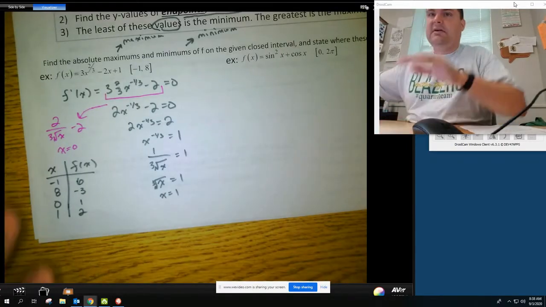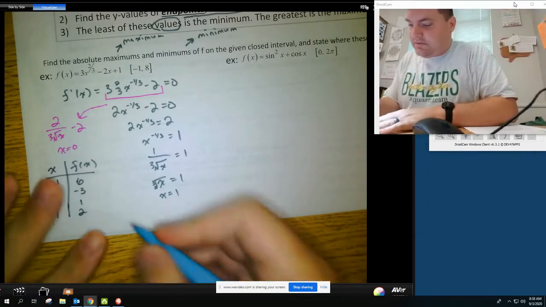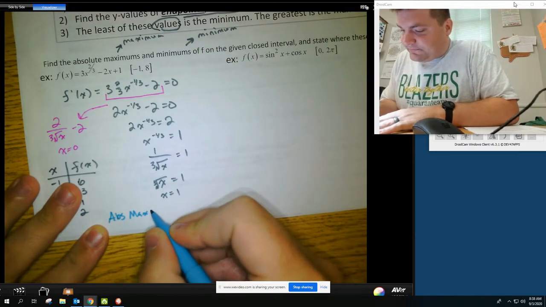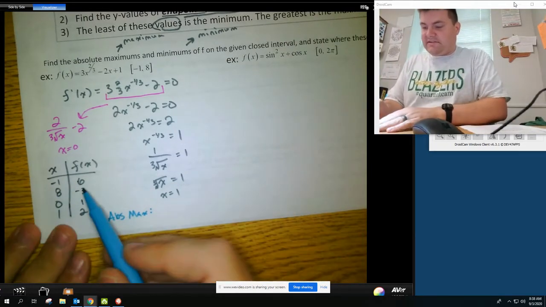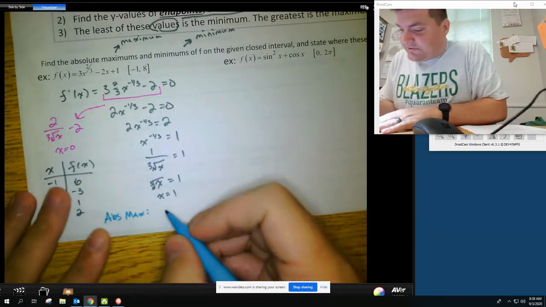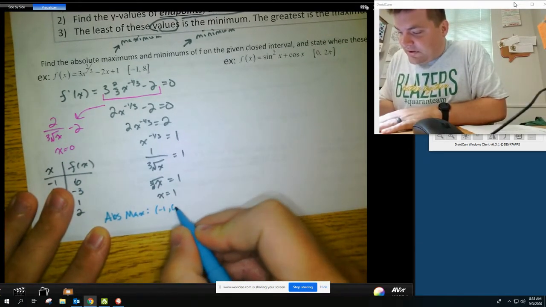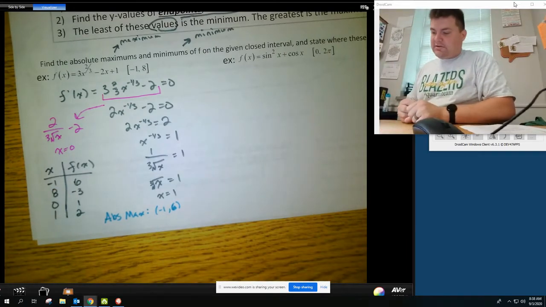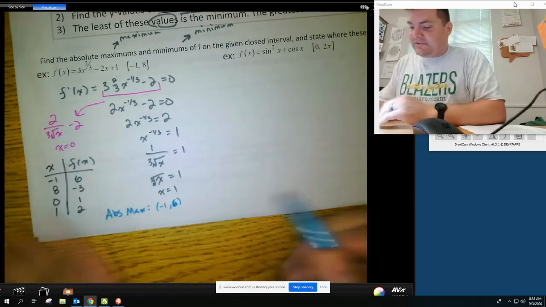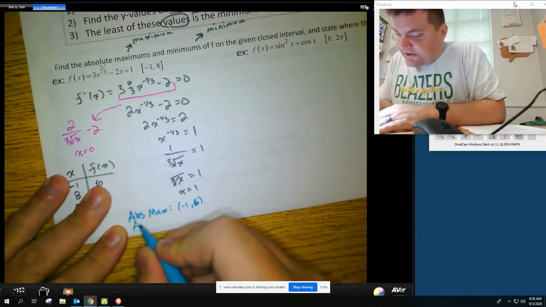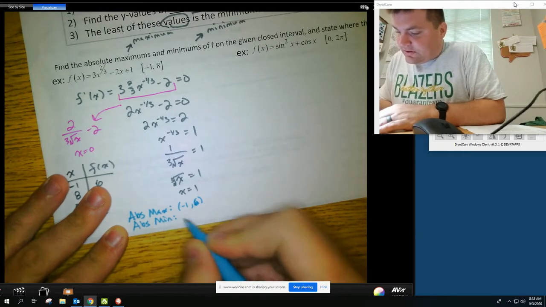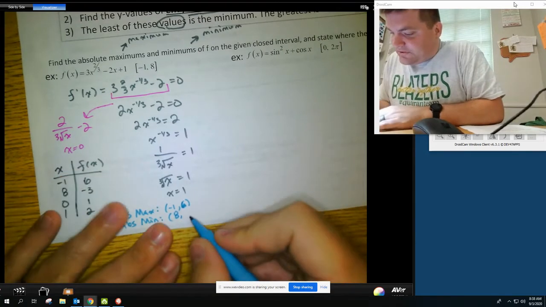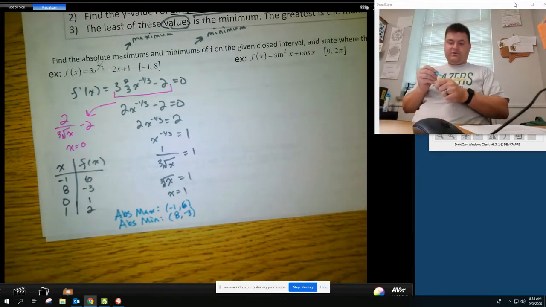So do this in color. The abs max is going to be, well, the highest value is right here at 6. So it's going to be the points -1, 6, because it only asked for the point. So the abs max is -1, 6 is the point, and then the absolute min is going to be the point, well, 8, -3. So in this case, my endpoints were the ones that were super important there.